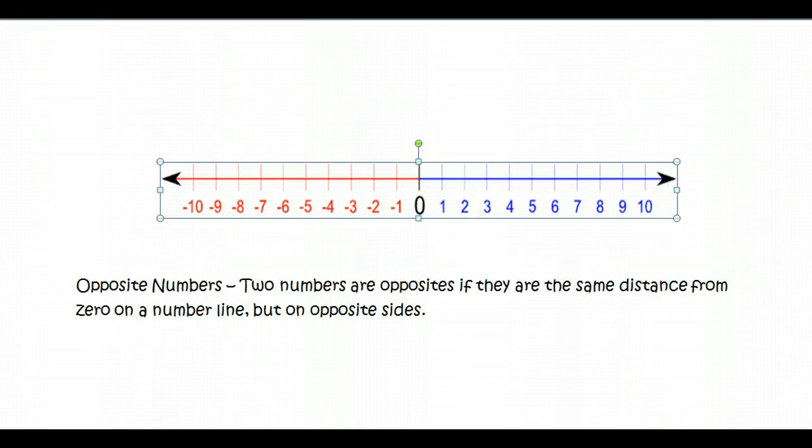All right, now we're going to look at opposites. Opposite numbers are two numbers that are the same distance from 0 on a number line, but on opposite sides. An example would be 3 and negative 3. They're opposites. They're both 3 away from 0 on the number line, but they're on opposite sides of the number line. That's opposites. So 3, negative 3. You could also think of negative 8 and 8, they're opposites as well.